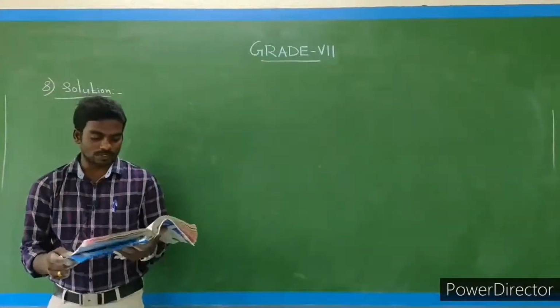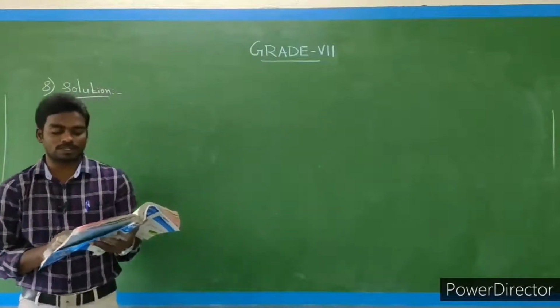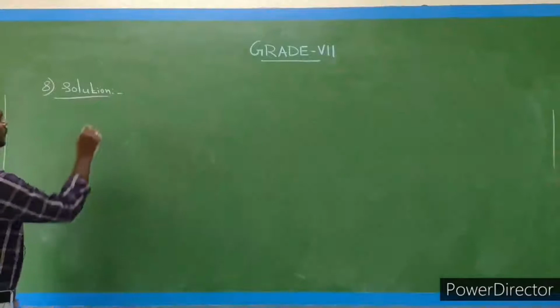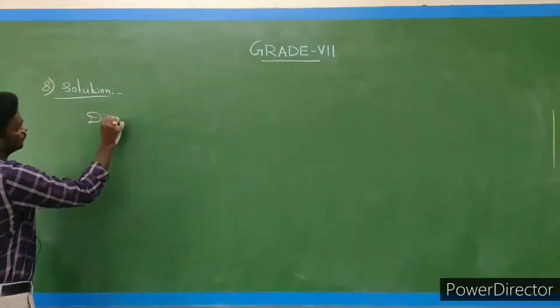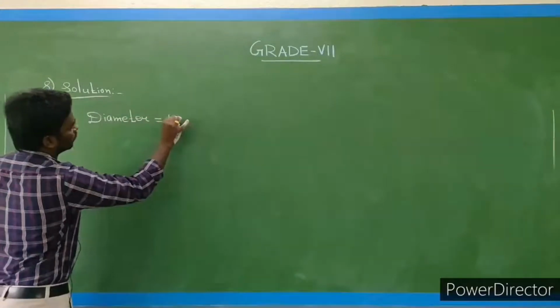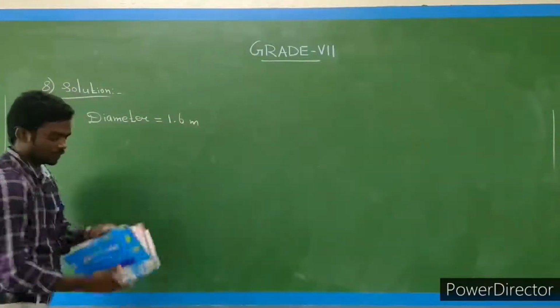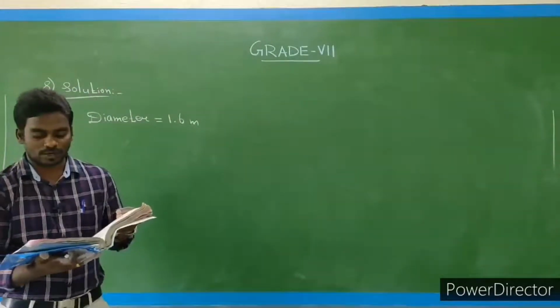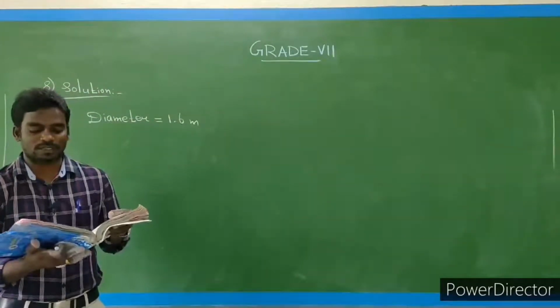Next, our 8th question. Find the cost of polishing a circular tabletop of diameter 1.6 meter. So diameter is equal to 1.6 meter is given. If the rate of polishing is rupees 15 per meter square is given, so we have to find the total cost of polishing a circular tabletop.